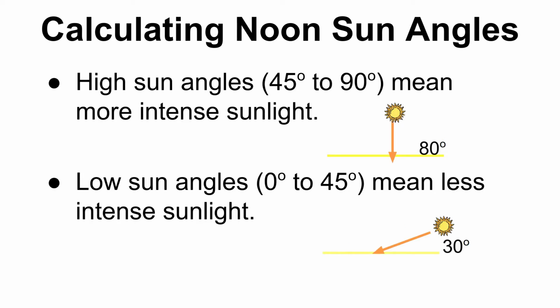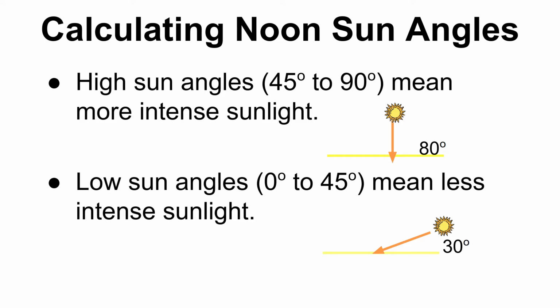Low sun angles mean less intense sunlight. If the sun is lower on the horizon, and this is happening across the seasons, I mean, it happens every day, and so you know this. First thing in the morning, last thing in the evening, when the sun is low on the horizon, there's less energy hitting you from the sun as opposed to noon.